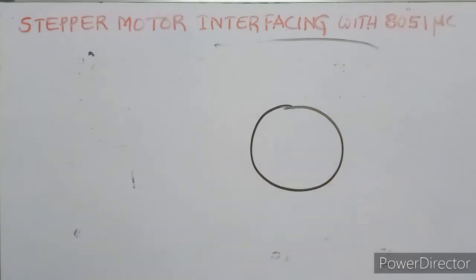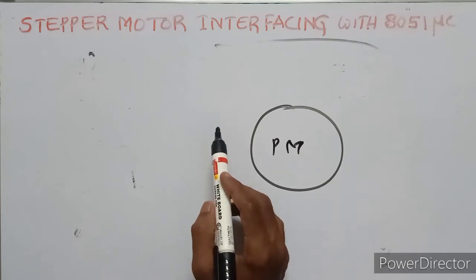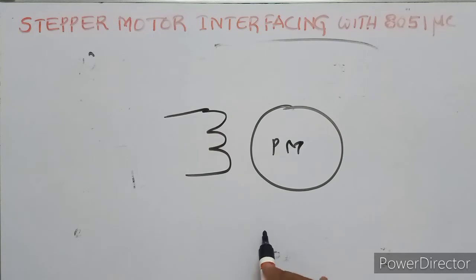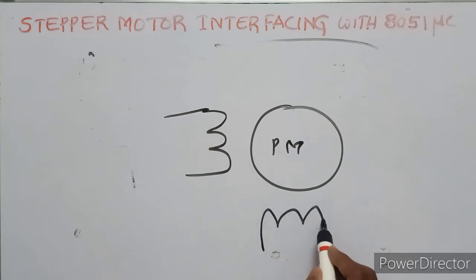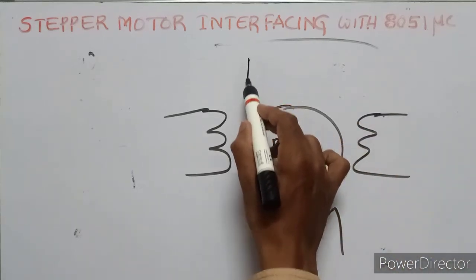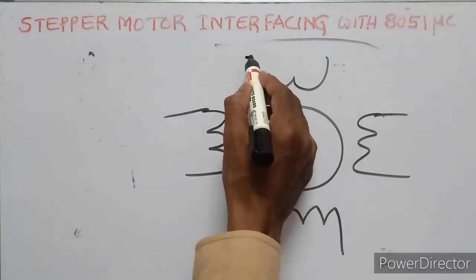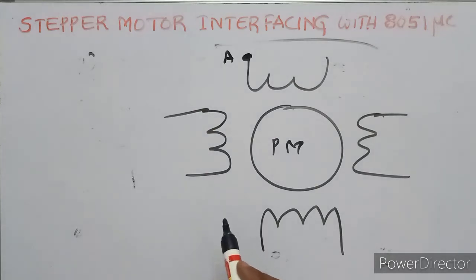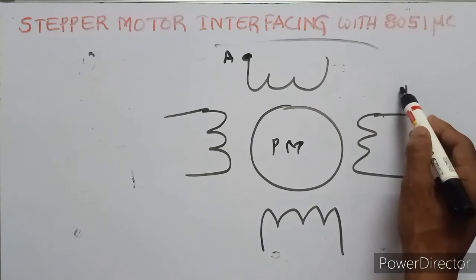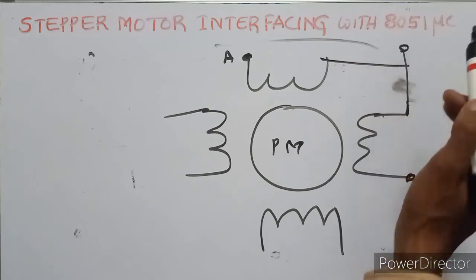This is the rotator. The rotator represents the permanent magnet. These are the stators. This is A, this is B, and this is the supply, which is connected.